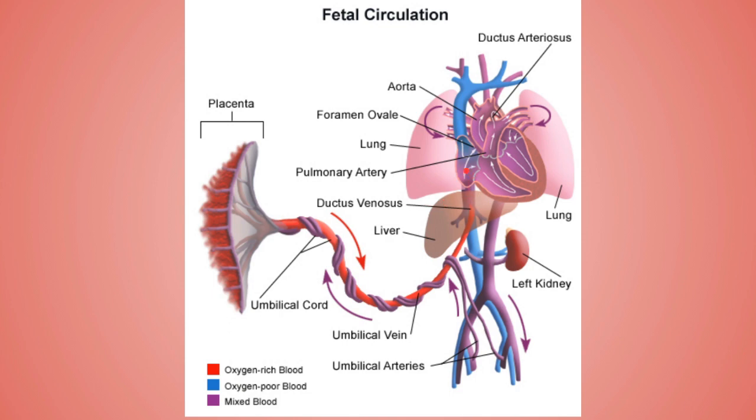Now what happens after this? Over here from the right atrium, the majority of the blood goes into the left atrium by way of the foramen ovale, right? As you can see over here, let's magnify this thing.